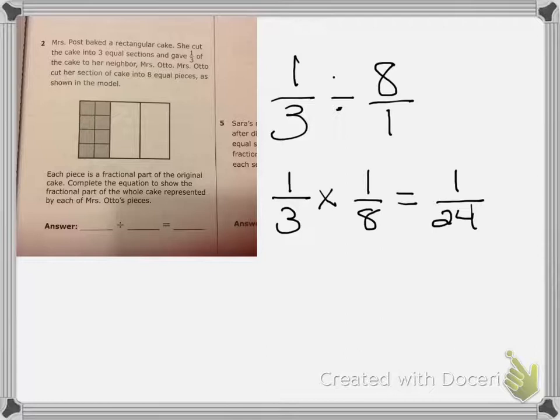So we would have 1/3 divided by 8 equals 1/24 of the piece. Okay? Well, I think that's what it's asking. Yeah. Okay, so let's go on to number 3.